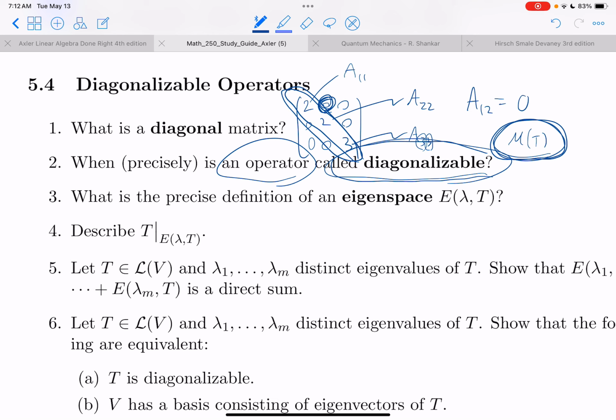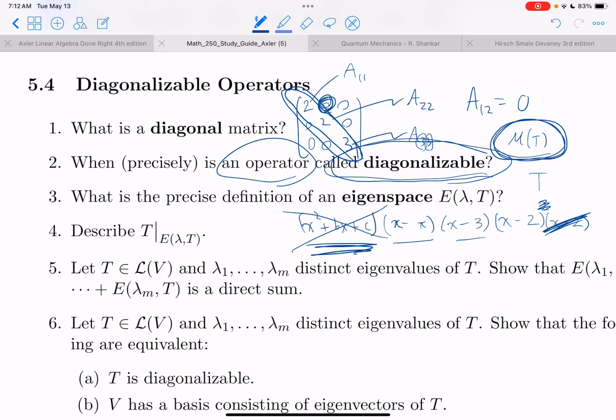It's exactly possible when the minimal polynomial of T factors into linear factors with no repeated factors. So like x minus 2 and x minus 2 would be bad. You can't have it happen twice. You can't have it squared. You can have an x minus 3, you can have an x minus pi, whatever you want. You just can't have them happen twice. You can't have an x squared plus something, like a quadratic term. That would be bad too. Then you're not diagonalizable over the reals.